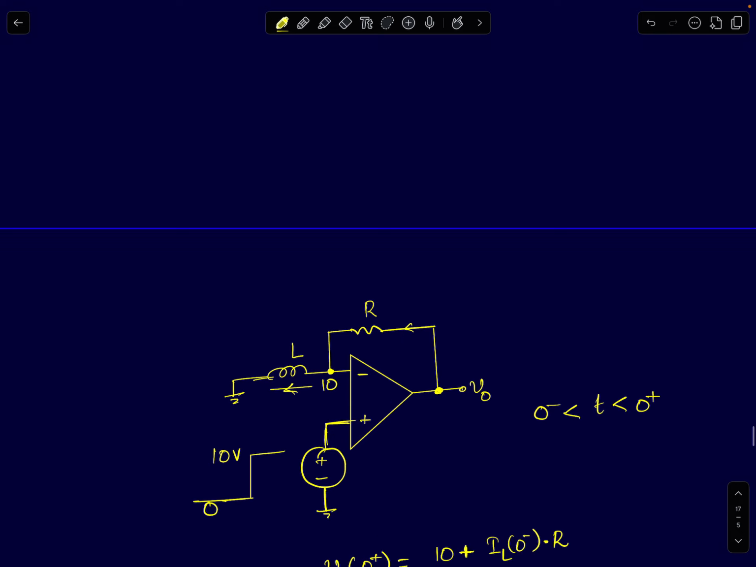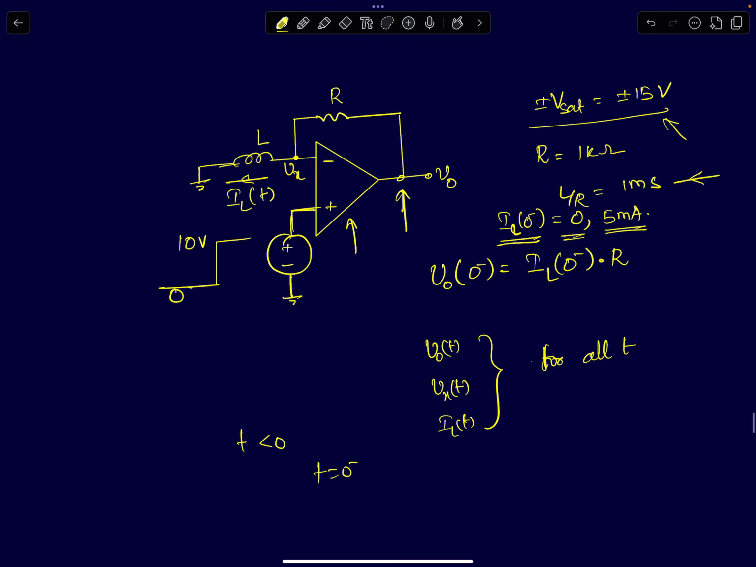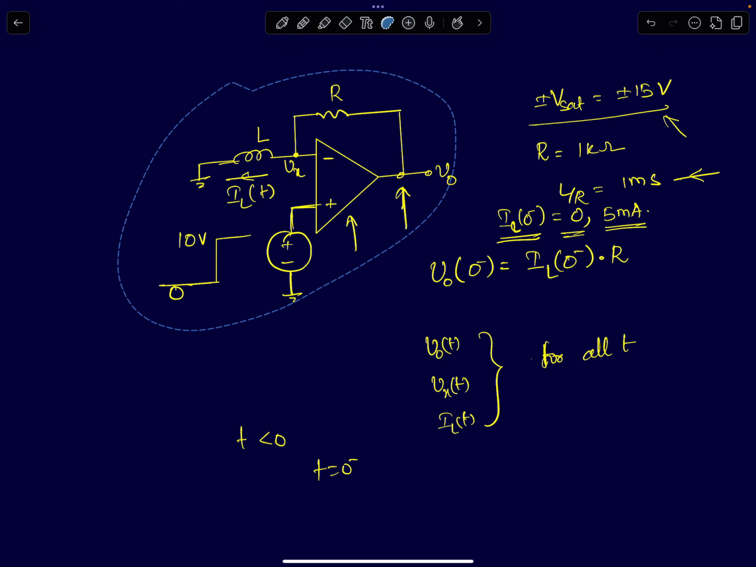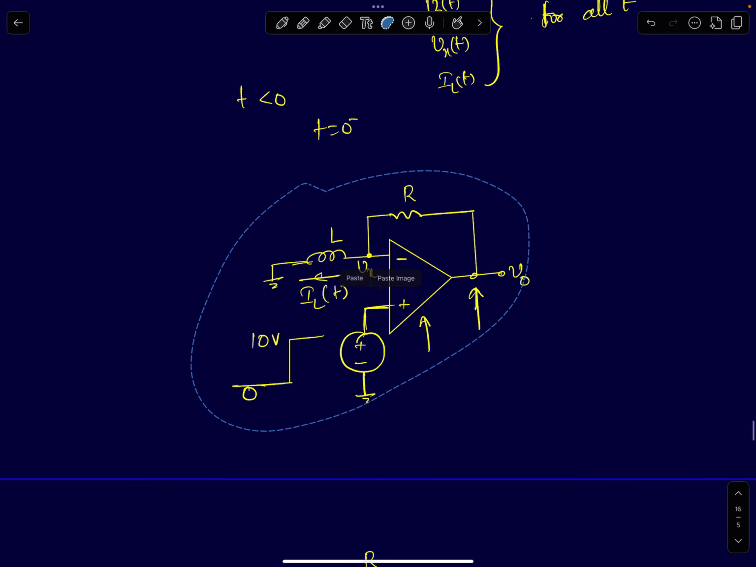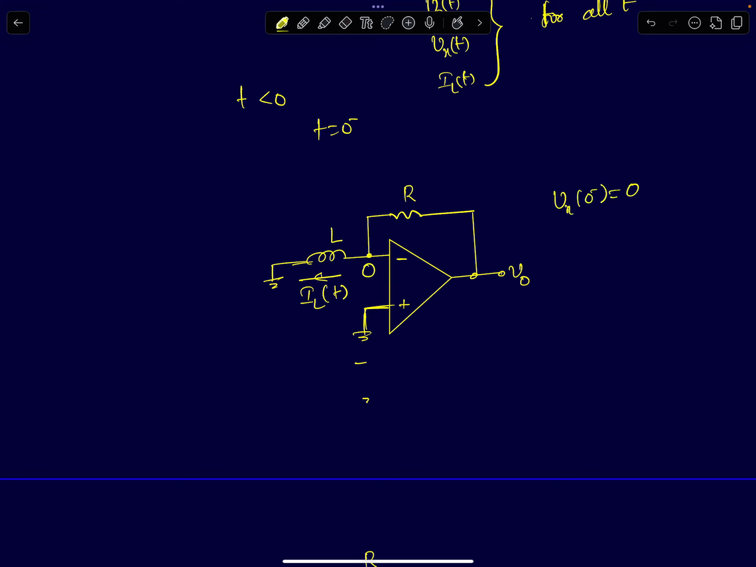So first, let's start with the analysis for t less than 0, or t equal to 0 minus. For t equal to 0 minus, the input has not arrived yet, so this node is at ground. In the steady state the inductor will act like a short circuit, so this node Vx will come to 0. So Vx of 0 minus is 0, and the inverting terminal and non-inverting terminal are also at 0 volts.